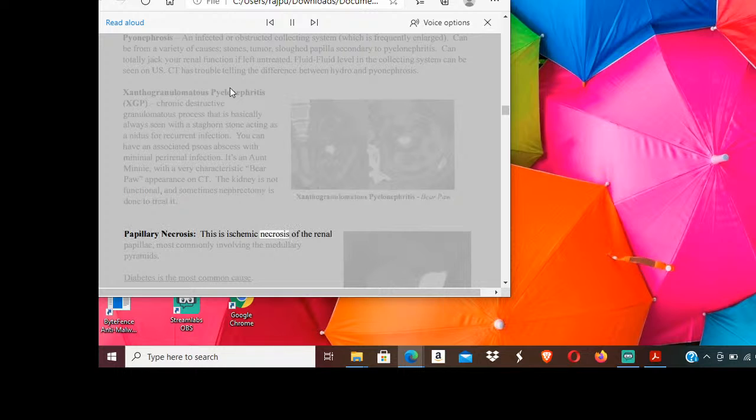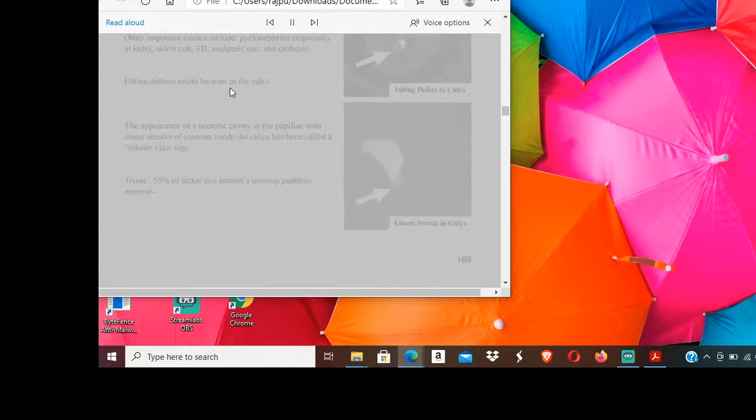Papillary necrosis. This is ischemic necrosis of the renal papillae, most commonly involving the medullary pyramids. Diabetes is the most common cause. Other important causes include pyelonephritis, especially in kids, sickle cell, TB, analgesic use, and cirrhosis. Filling defects might be seen in the calyx. The appearance of a necrotic cavity in the papillae with linear streaks of contrast inside the calyx has been called a lobster claw sign. Trivia: 50% of sickle cell patients develop papillary necrosis.